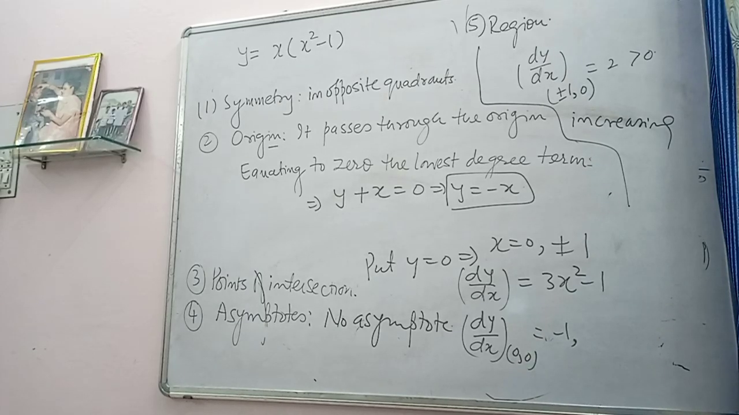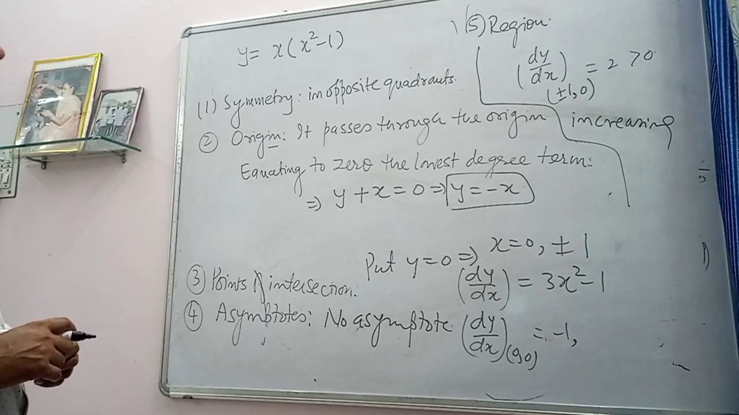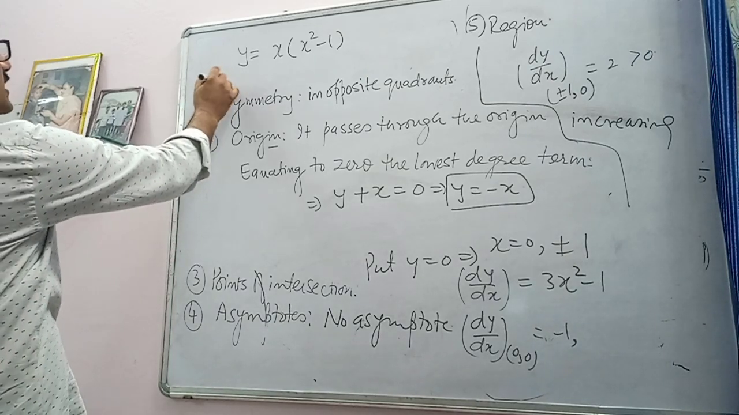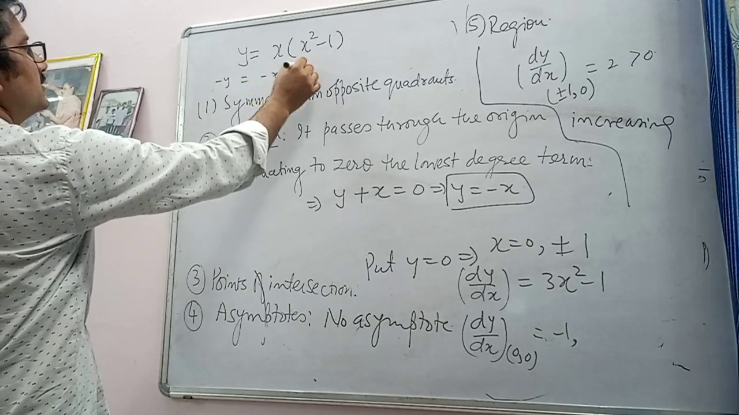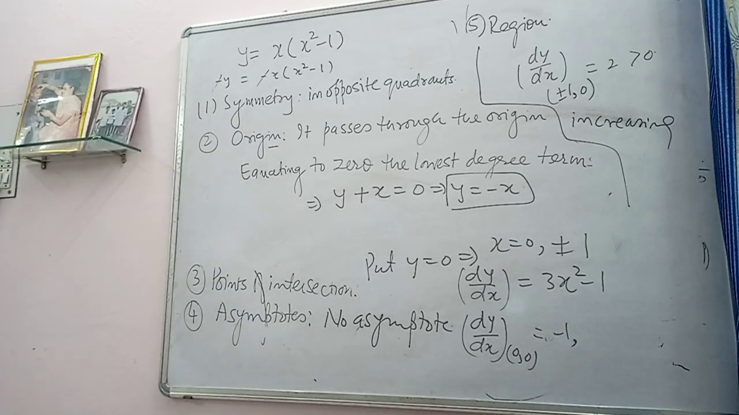Hello friends, in this lecture we will trace some Cartesian curves. So the first example is y equal to x into x square minus 1. First of all we will check the symmetry of this curve. If we put minus y for y and minus x for x, the minus will cancel out, so the equation of the curve does not change.